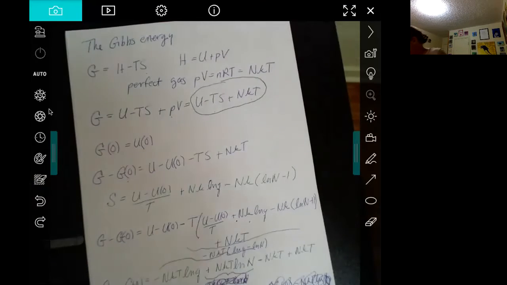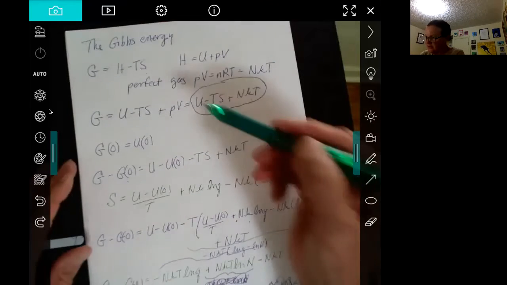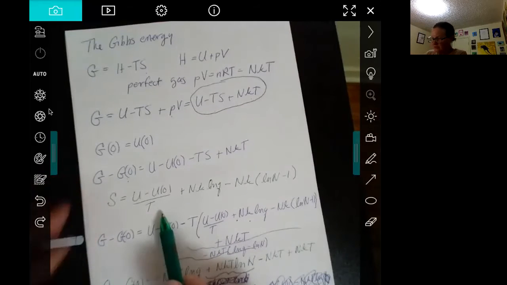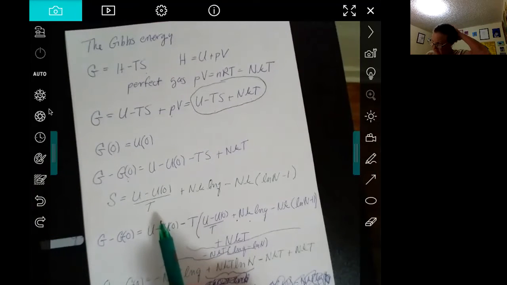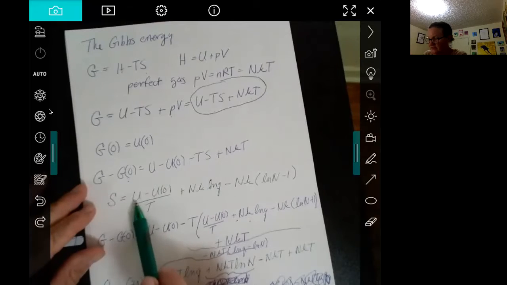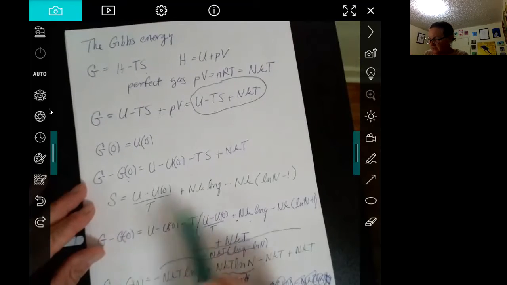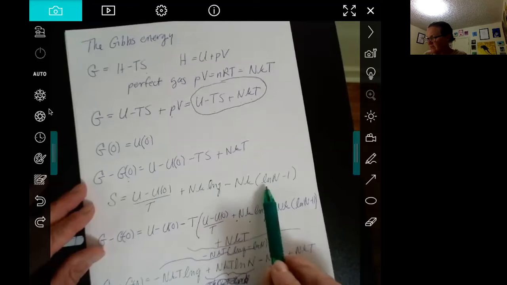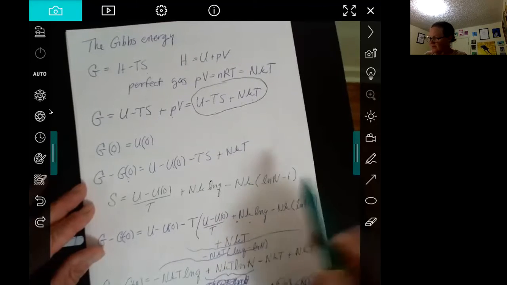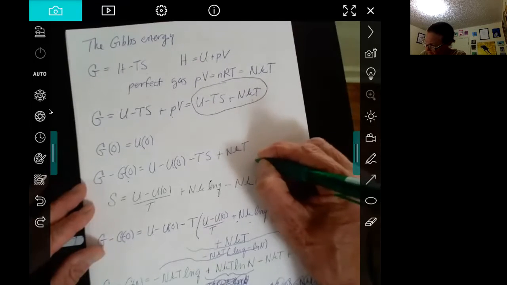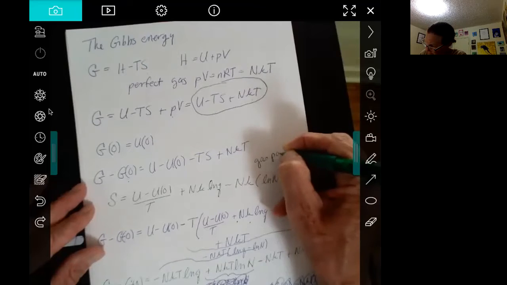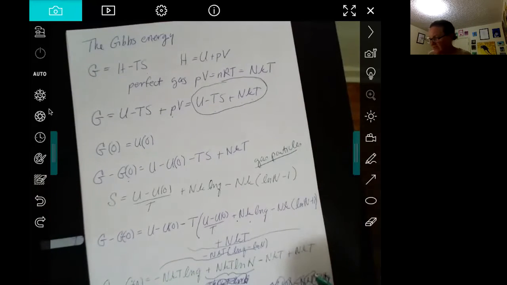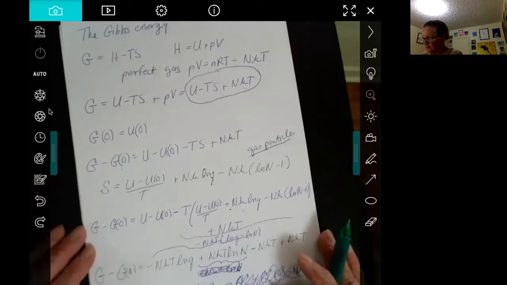And then we can just group the terms. So now entropy, from the equation that we looked at in the last lecture, is (U minus U0)/T plus NK ln of Q minus NK ln of (N minus 1). And so this is for gas particles, so only for gas phase reactions. And now we can even simplify it more.